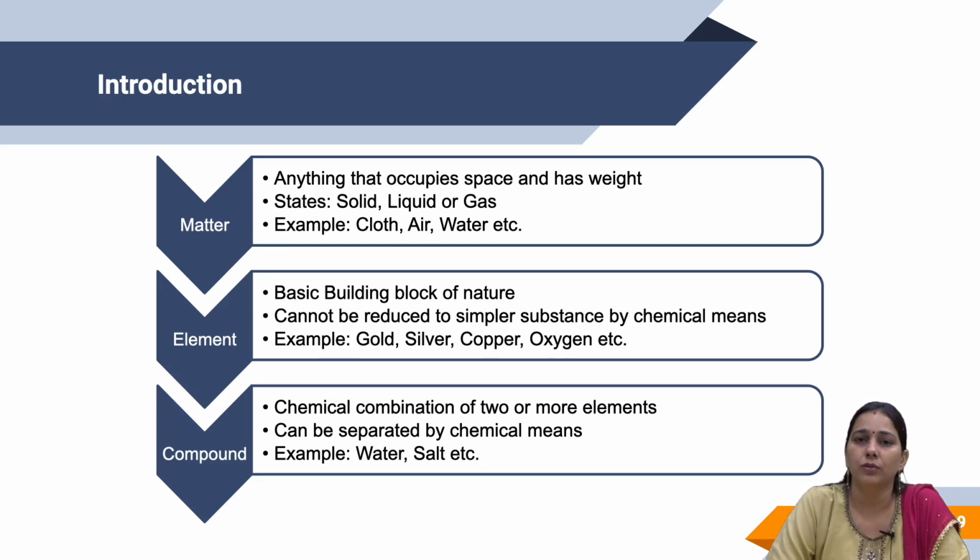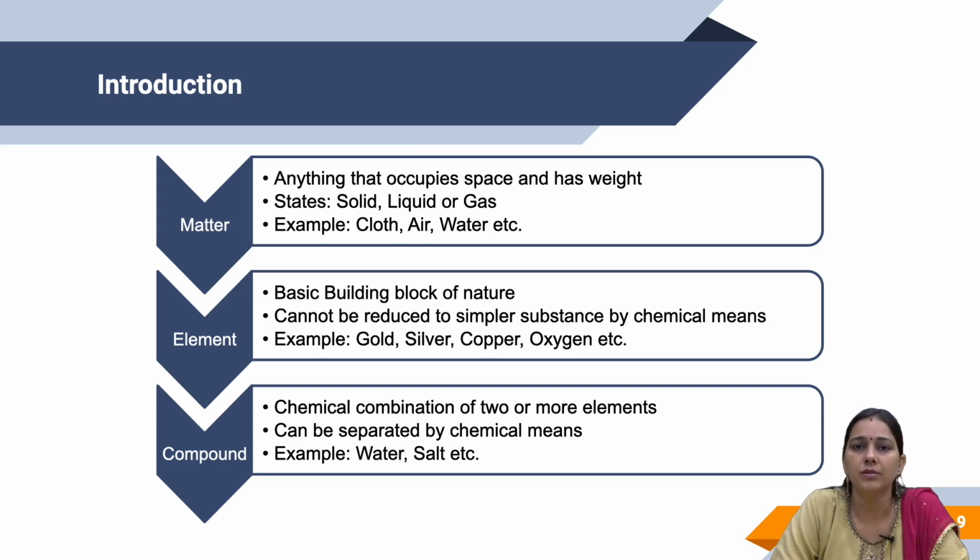Then the matter is further classified into the element. What is the element? That is, element is the basic building block of nature. Further, it is to be clarified that element cannot be further reduced to any simpler substance by the chemical means. So, what may be the example of element? It may be the gold, silver, oxygen, potassium, etc.